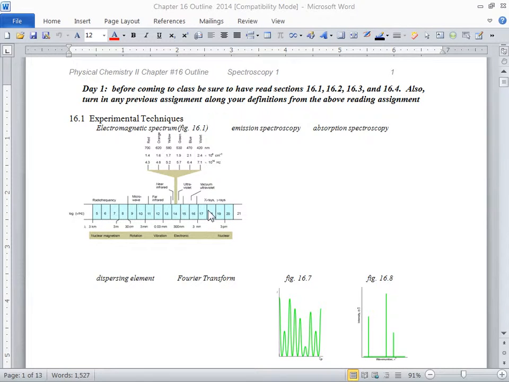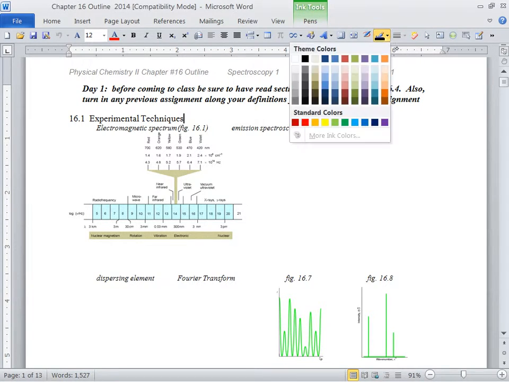So let's go ahead and get started here. You may or may not have read this. Some of it hopefully will remind you of instrumental analysis. We'll start with section 16.1 here, experimental techniques.